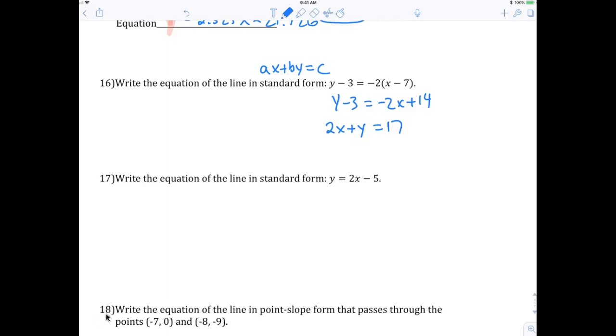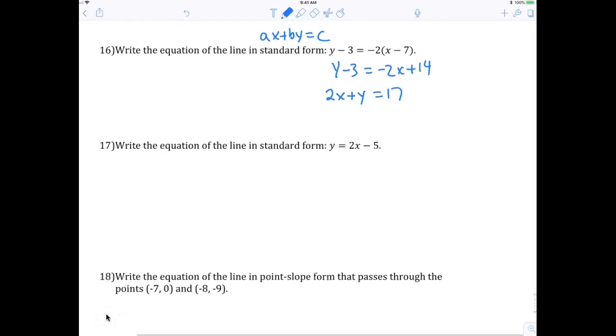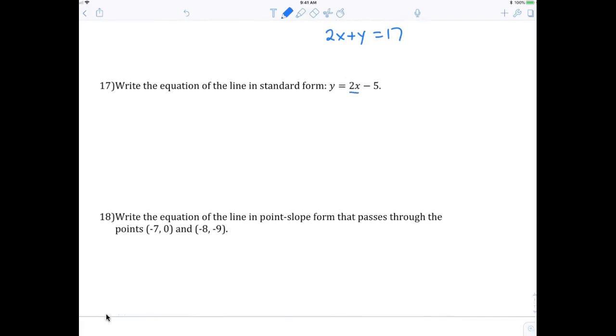Nobody? All right, same thing with the next one, standard form. Now remember, the x value must be positive, so I don't want to move the x. All right, I want to move the y. So 2x minus y, and I move the 5. So 2x minus y equals 5.